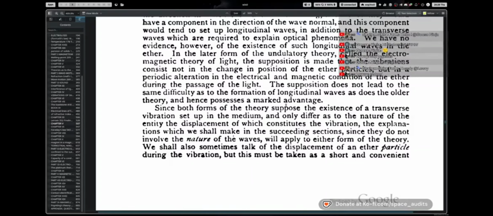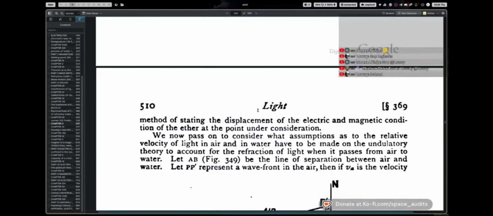Since both forms of the theory suppose the existence of transverse vibrations set up in a medium and only differ as to the nature of the entity of the displacement which constitutes the vibration, the explanations which we shall make in the succeeding sections, since they do not involve the nature of waves, will apply to either form of the theory. We shall also sometimes talk of the displacement of an ether particle during the vibrations, but this must also be taken as a short, convenient method of stating the displacement of the electric and magnetic condition of ether at a point under consideration.